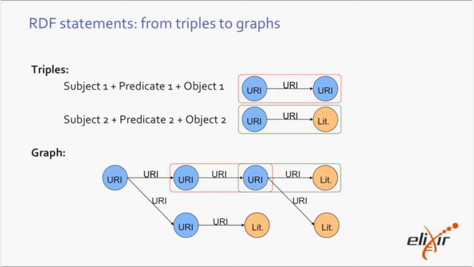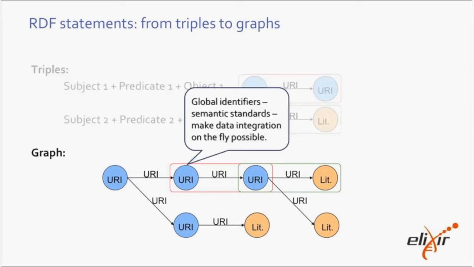So the really, really cool thing about RDF is that individual triples from different resources can be linked to create larger graphs. So here we have two resources with two different triples. These triples can be linked to form a larger graph, providing that they use the same kind of identifiers, the same semantic standards to describe the entities they're talking about. So this makes data integration on the fly possible. We can create a larger graph from individual resources and then ask questions of that graph, which we can't do with the individual data sources.